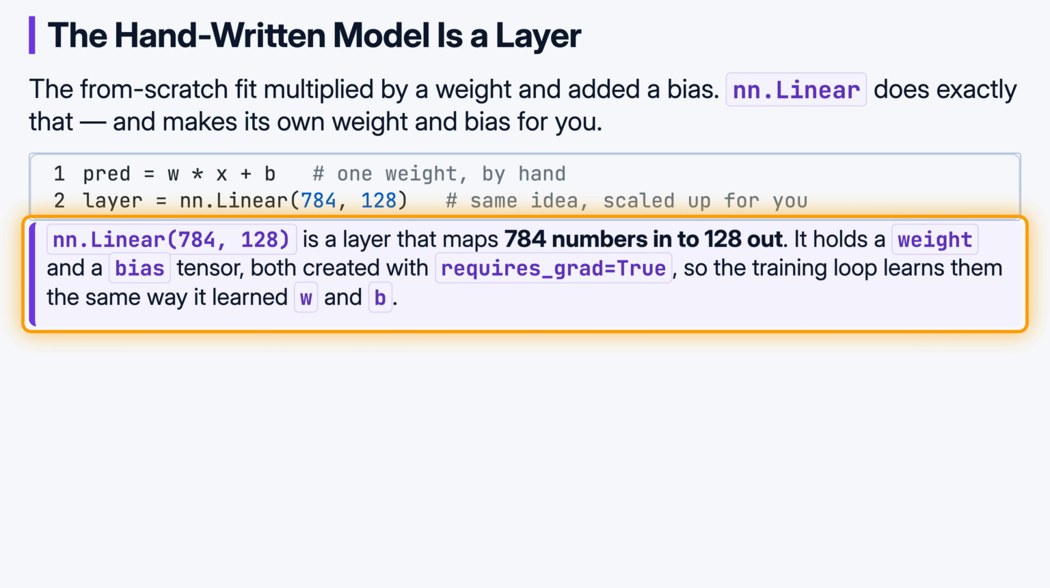This is not new math. Instead of one weight, nn.Linear holds a whole weight matrix. The single times becomes a matrix multiply. X times W transpose plus B, both the weight and bias have requires grad true, so the loop learns them.